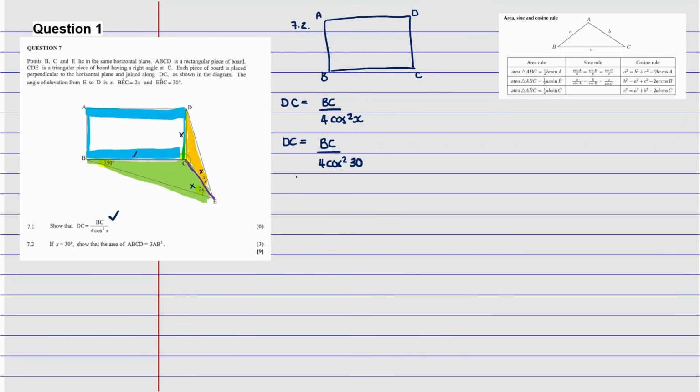So punch that into the calculator: the 4, open bracket and say cos 30 degrees, then all squared. It's going to give us 3. So we know the fact that DC is equal to BC divided by 3, right?